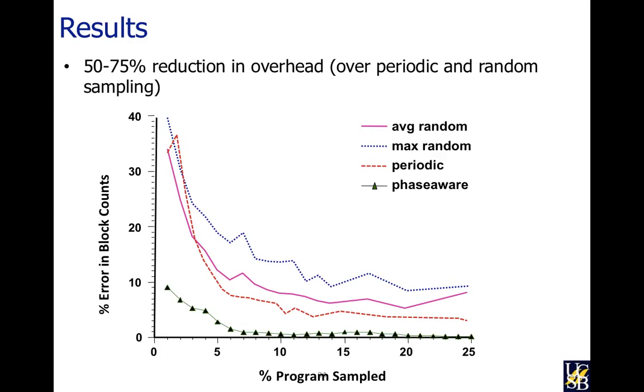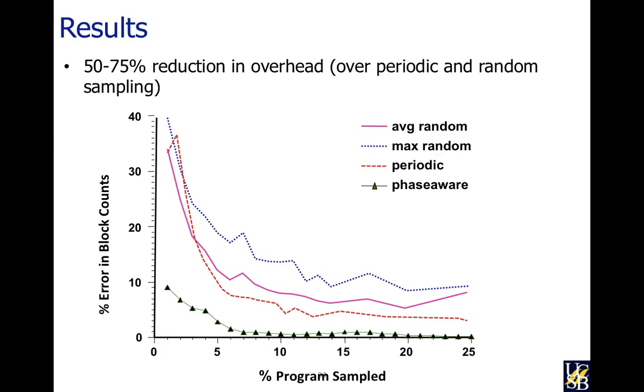If we sample the program a lot, we're introducing tons of overhead. So we don't want to do that. So we want to stay to the left as much as possible. And so if you randomly sample or you periodically sample, you never get as low overhead as if you sample according to your phases.